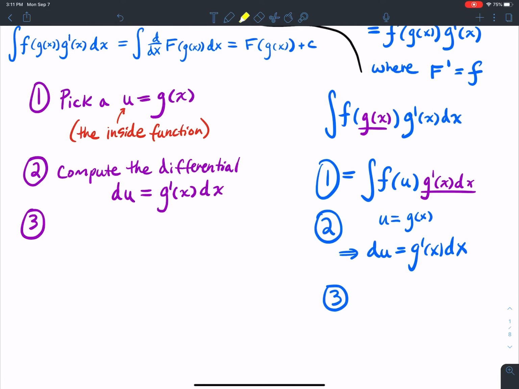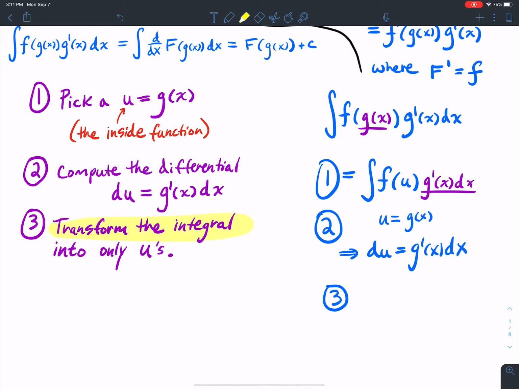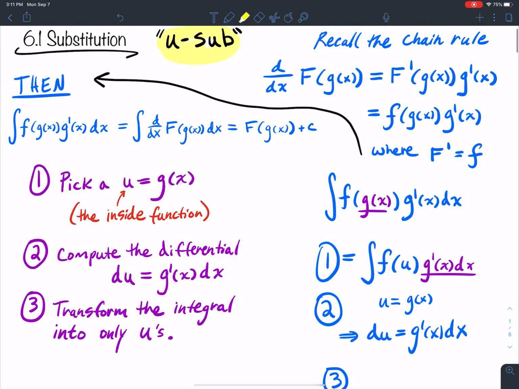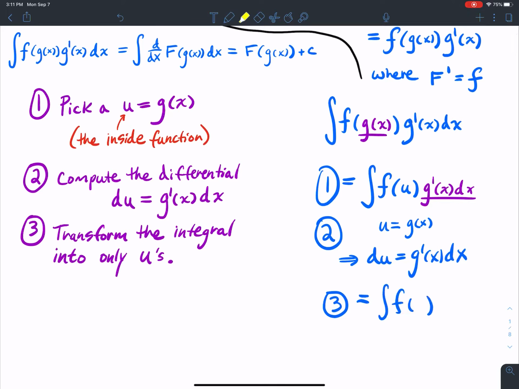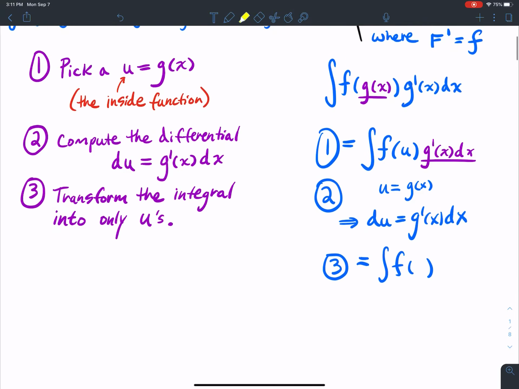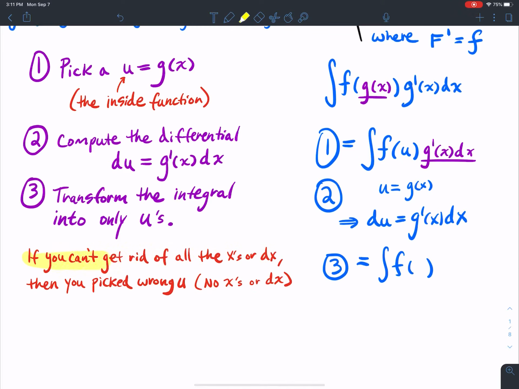Number 3. Transform the integral into u's only. So since we're making a u substitution, we're going from x's and we're going to turn it into all of u's. Okay? Now, sometimes we can and sometimes we can't do this. If you can't get rid of all the x's and dx's, like in this example here, we've got u's, which is good, but I've got an x here and an x there. That's no bueno.